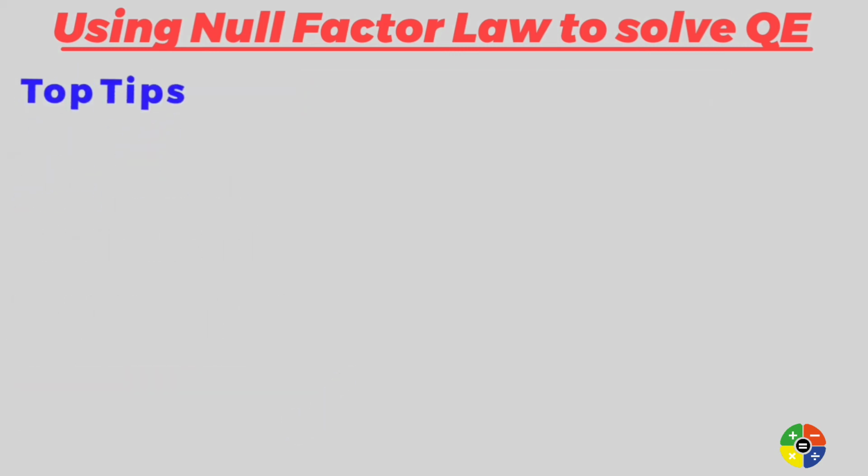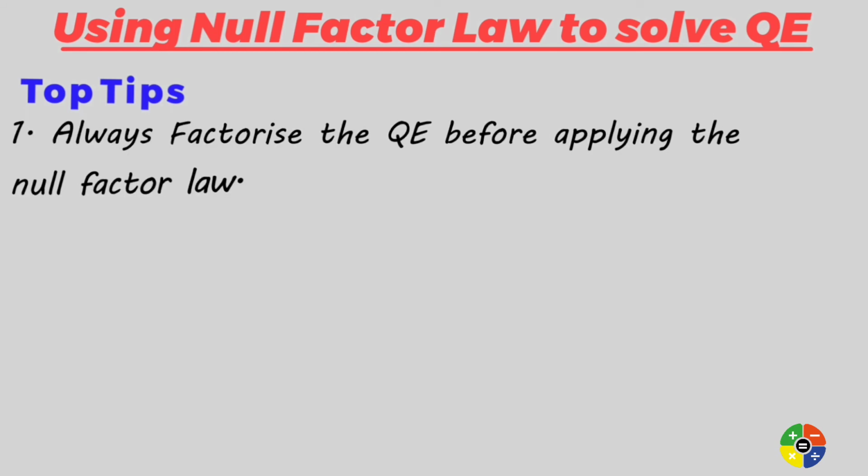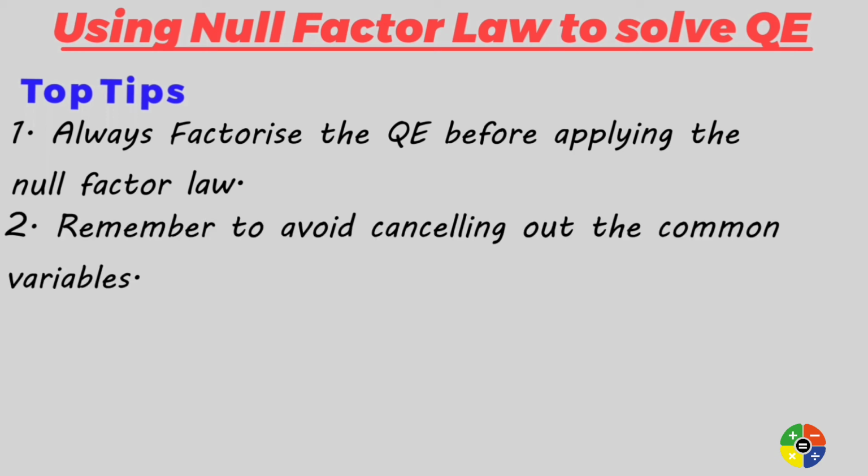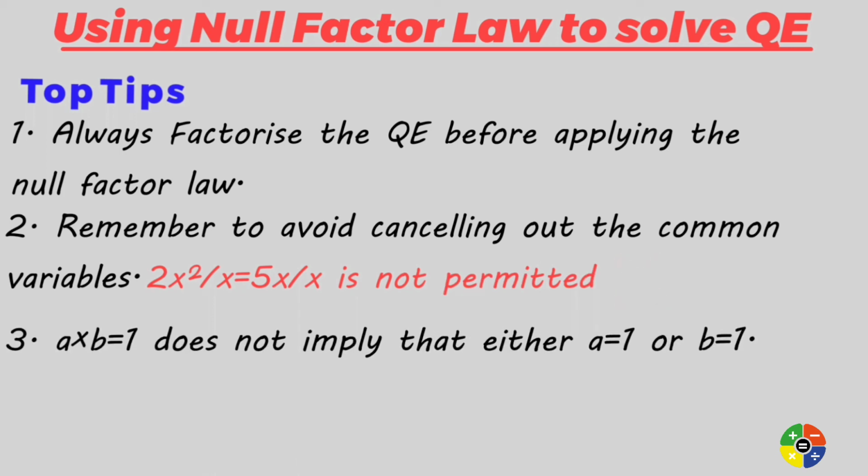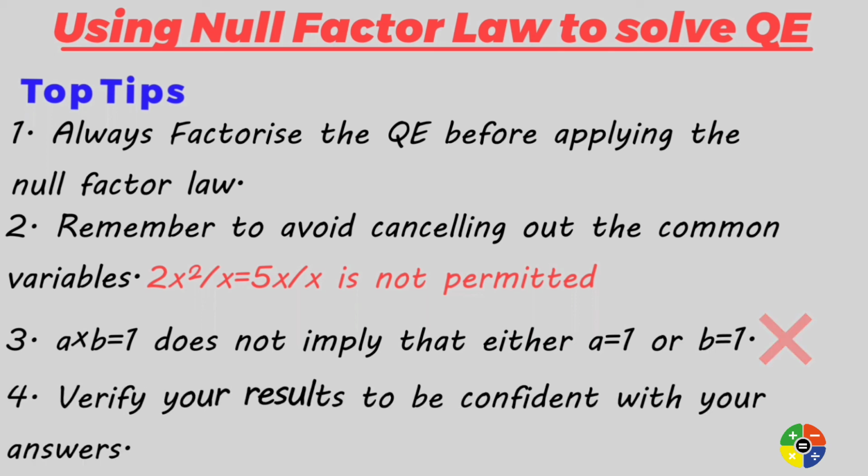Top tips: always factorize a quadratic equation, writing it as a product of its factors before applying the Null factor law. Remember to avoid cancelling out the common variables, that is, dividing 2x squared by x and 5x by x is not permitted. A times b is equal to 1 does not imply that either a is 1 or b is 1. Verify your result to be confident with your answers.